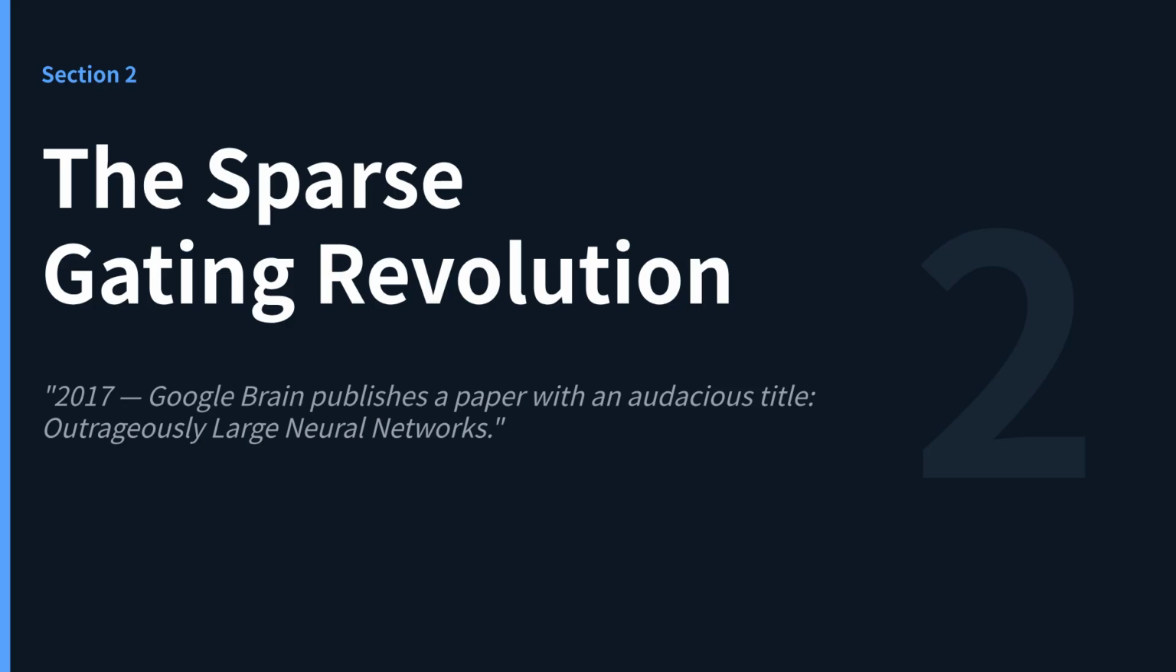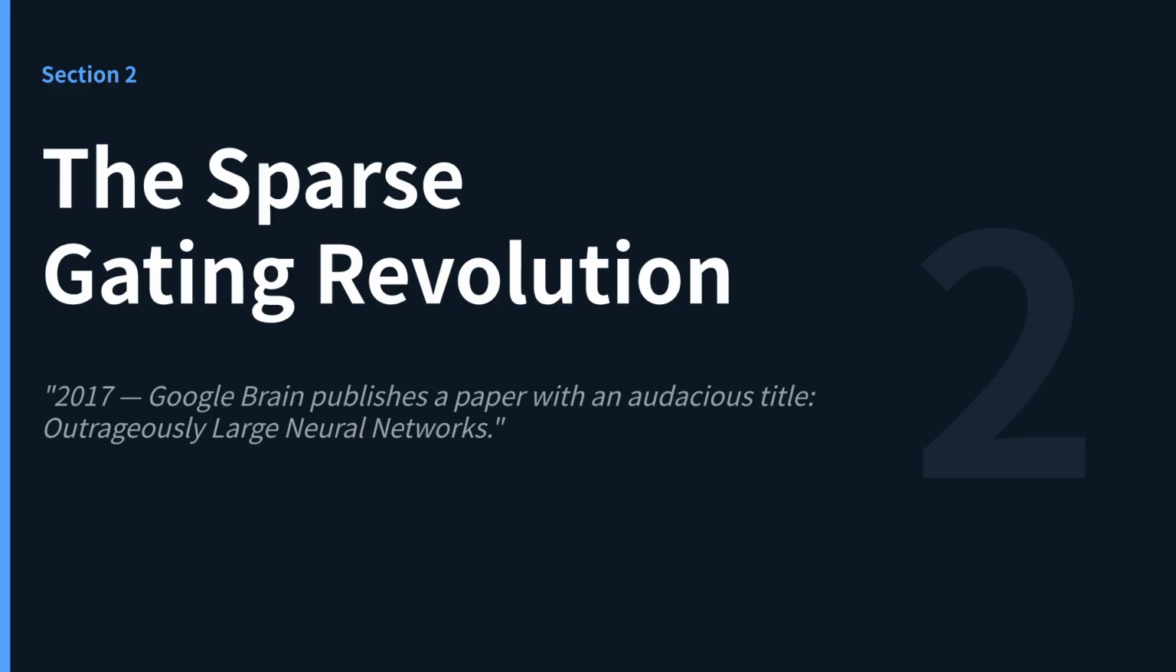Now, the original MoE had a serious limitation. All the experts still ran their computations every time, even the ones that weren't selected. So you weren't actually saving any computing power. The breakthrough that changed everything came in 2017, when a team at Google Brain led by Noam Shazeer published a paper with a gloriously audacious title, Outrageously Large Neural Networks. Their key innovation was sparse gating. The idea that you can have thousands of experts, but only activate a tiny handful of them for each input token. This is where the real efficiency comes from.